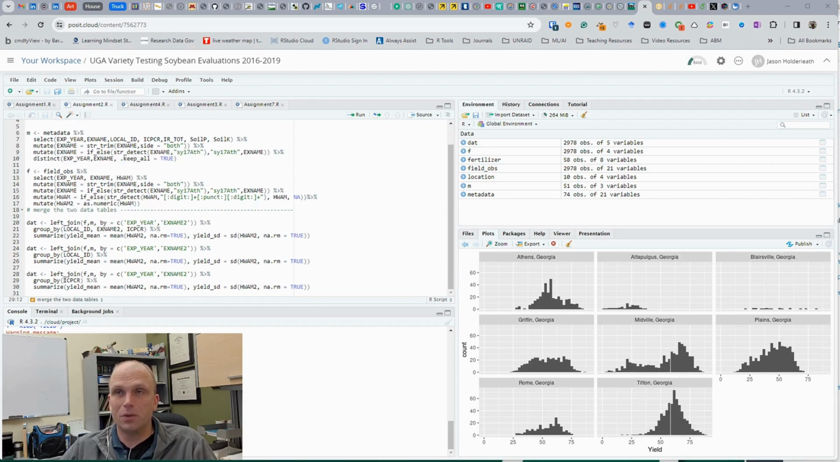Maybe you would want to do something with irrigation total, or get some soil P, soil K, maybe cross tabs of some kind. So that's something you might want to do. So let's go ahead. This time we've got more variables from the metadata.